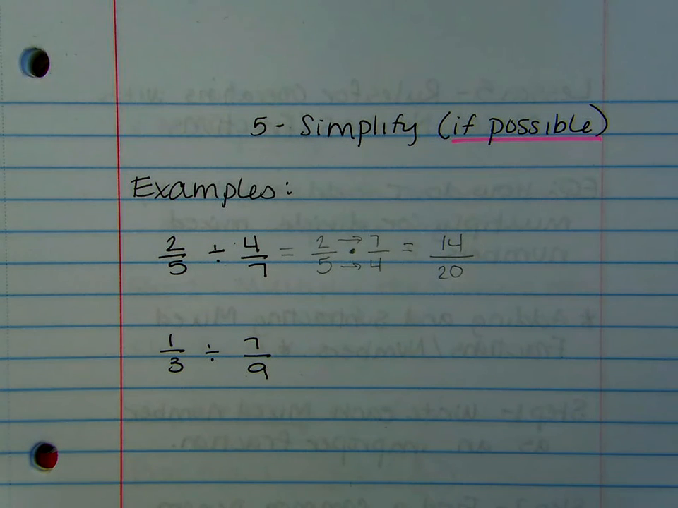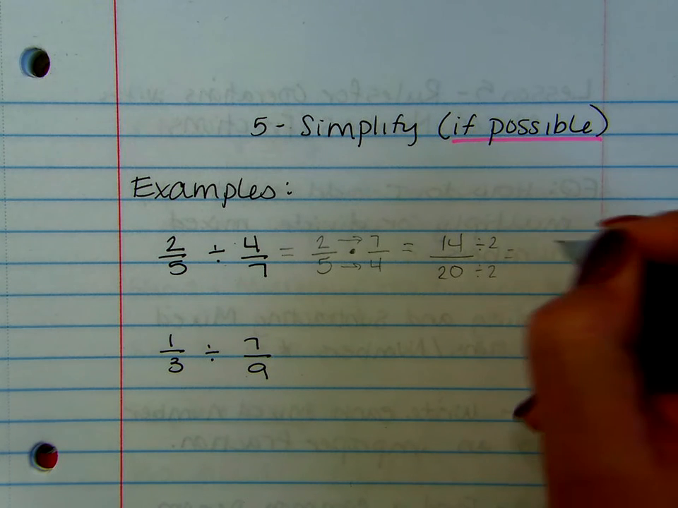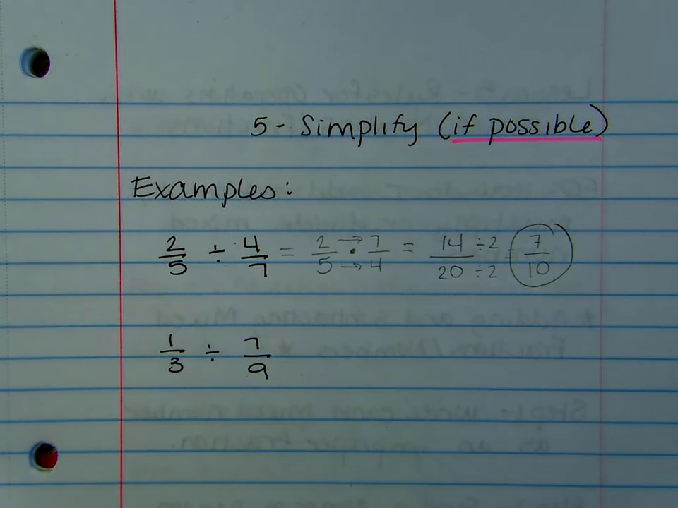Now, is there a number that can go into both 14 and 20? You got it, 2. So now I'm going to simplify each one of these by dividing each by 2. And when I do that, I get 7/10. So my final answer is 7/10. Now what I'd like you to do is pause this video, and I'd like you to give that second example another shot. Okay? Now, for our second example, the problem is 1/3 divided by 7/9. Go ahead and pause here and give this your own attempt.